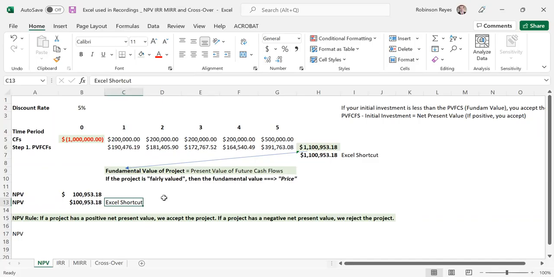Okay, so we have calculated the net present value, and remember the rule. If the NPV, the net present value, is positive, we accept the project. If it has a negative net present value, we reject the project. A negative net present value implies that the initial investment is higher than the fundamental value of the project, or than the present value of the future cash flows.